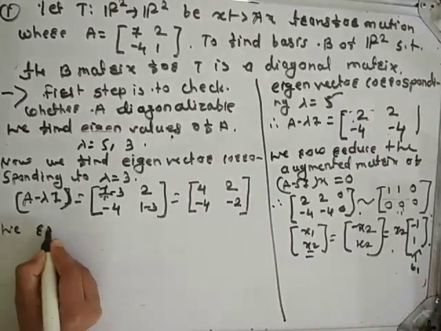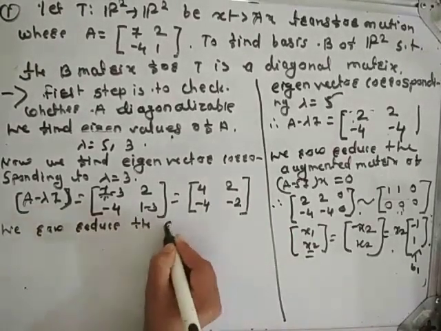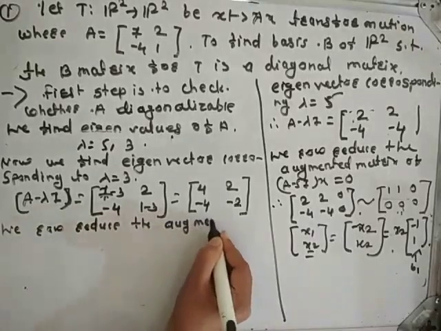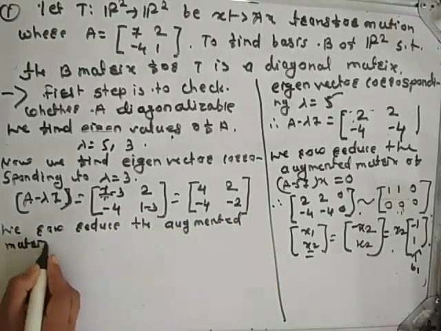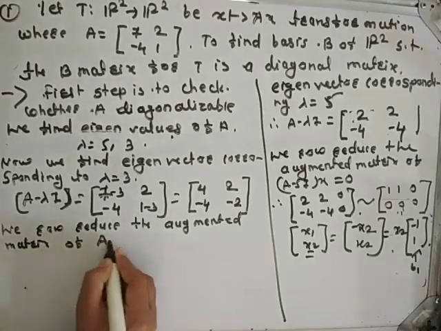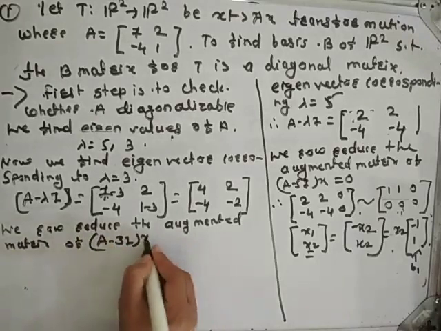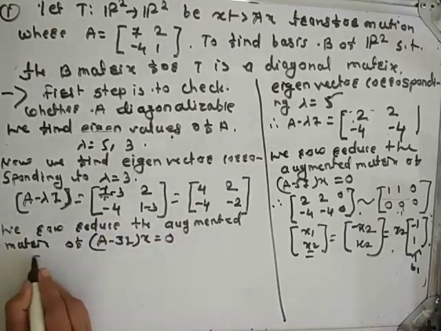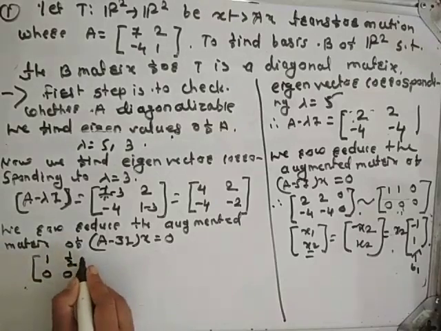We row reduce the augmented matrix of A minus 3 I into X equals 0. I will directly write that matrix here. That matrix is 1, 1 by 2, 0, 0, 0.